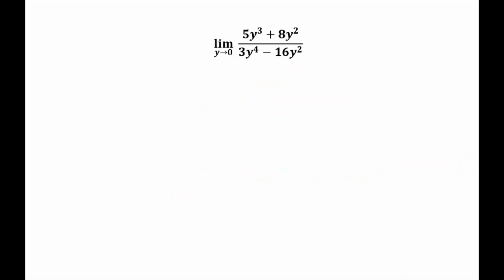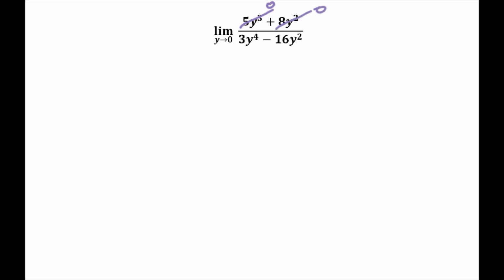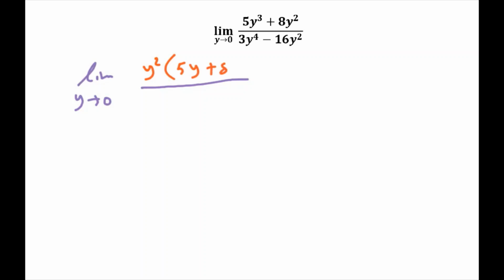Okay, for this question here, I can substitute y by 0, so that's going to be 5 times 0 is 0, plus 8 times 0 is 0, so the numerator is 0. Same with the denominator, so it's 0 over 0, we need to factor. So limit. I can see that there is a common factor y squared, so it will be y squared times (5y plus 8), and same y squared down, times (3y squared minus 16).